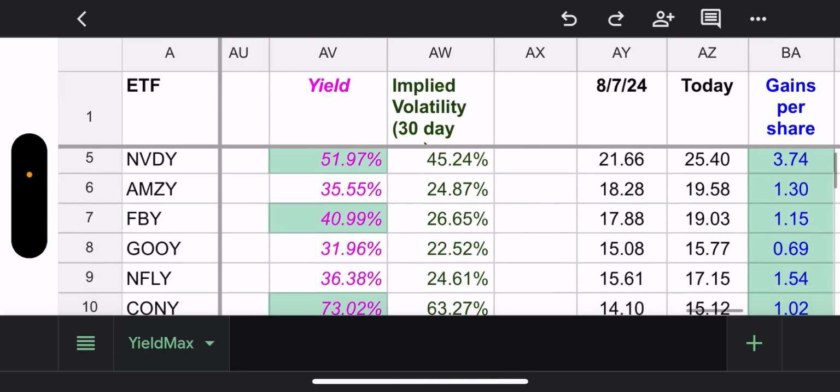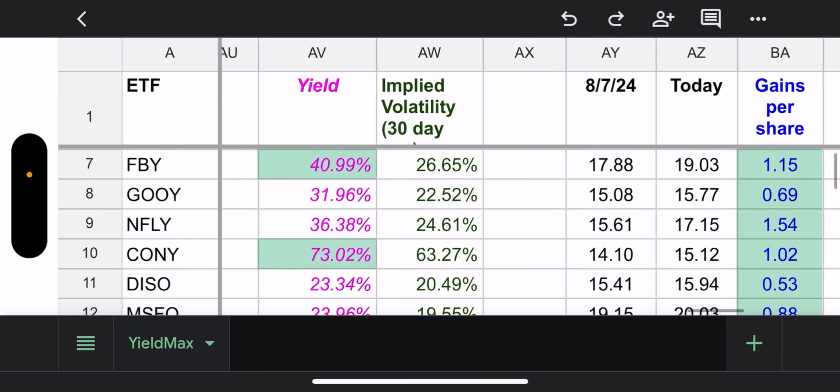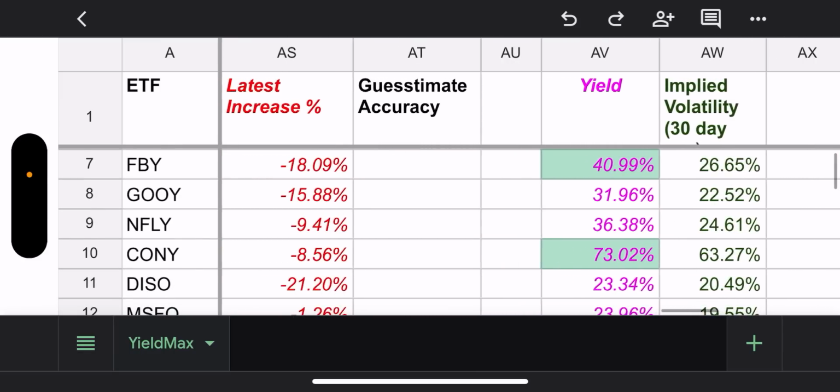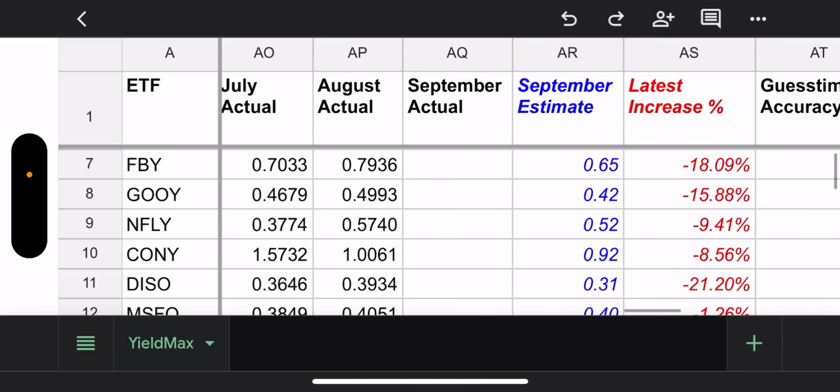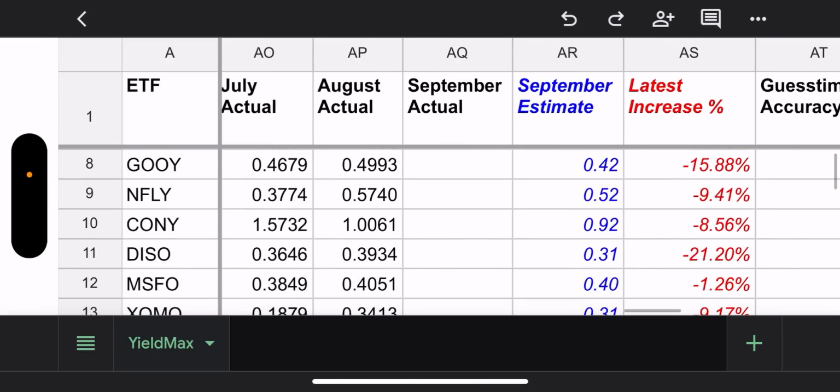But again, if we go here, gains per share, $1.15. Really good month for Phoebe. So hopefully they did make some good income. GUI paid 49 cents last month.